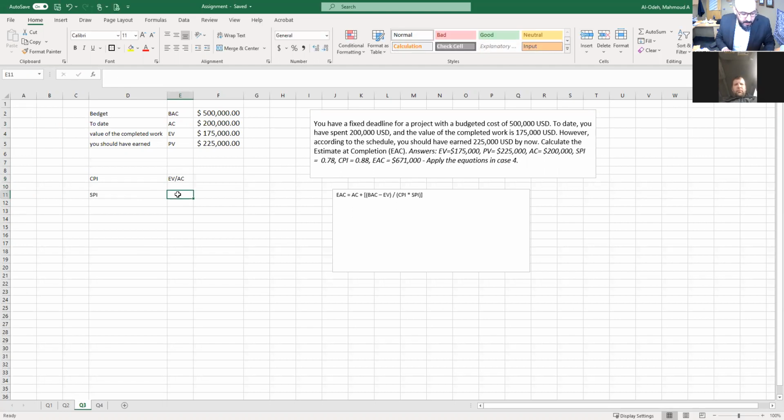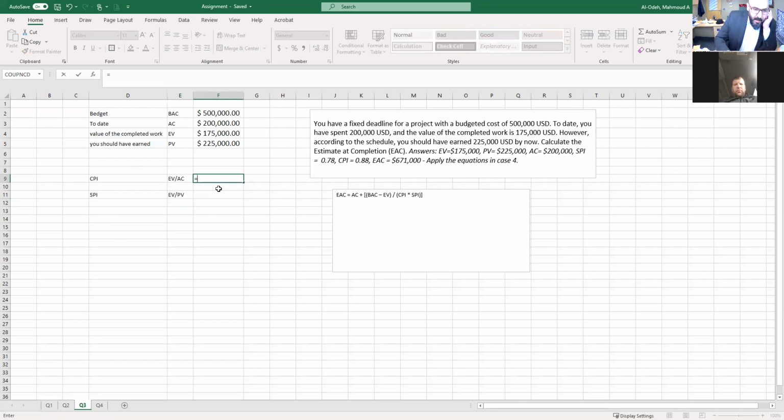And this one, earned value divided by planned value, the PV. And again, these equations are available on the slides. All right, so go ahead and calculate the CPI. The CPI is earned value 175 divided by the actual cost 200. As you see, this is over budget.